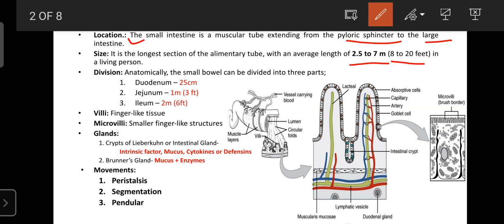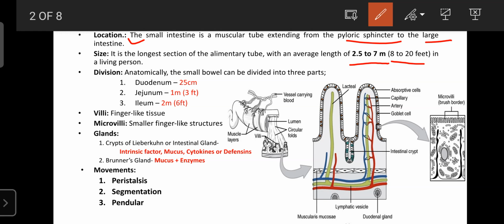Regarding the divisions, anatomically the small bowel, or small intestine, is mainly divided into three parts. The first part is known as the duodenum. It is the proximal part, or simply the first part. It is just after the stomach or pyloric sphincter, about 25 centimeters. That is the part of the duodenum, just at the start of the small intestine. You can start to measure the size: if it is 25 centimeters, that is the duodenum, the proximal part of the small intestine.